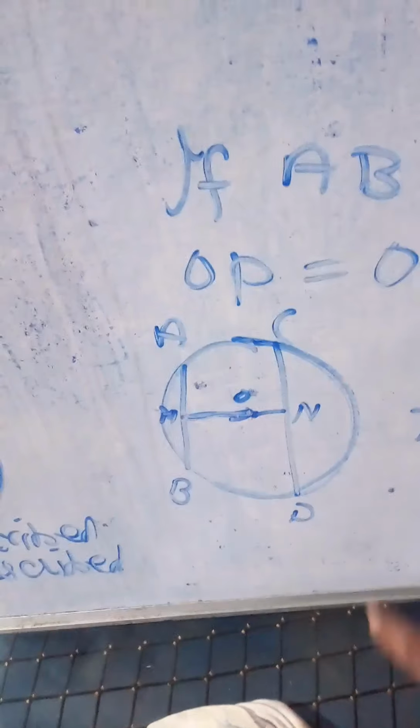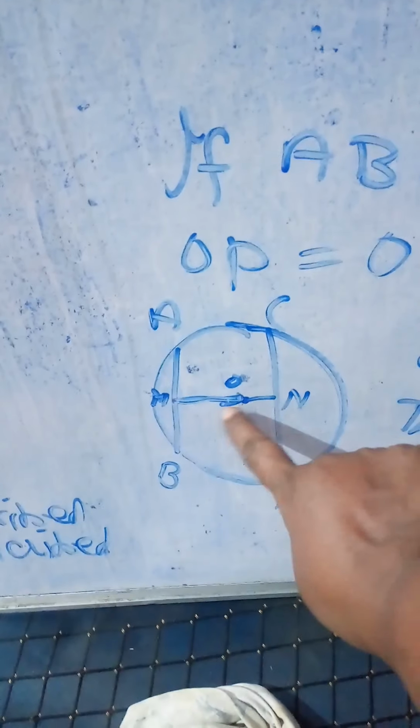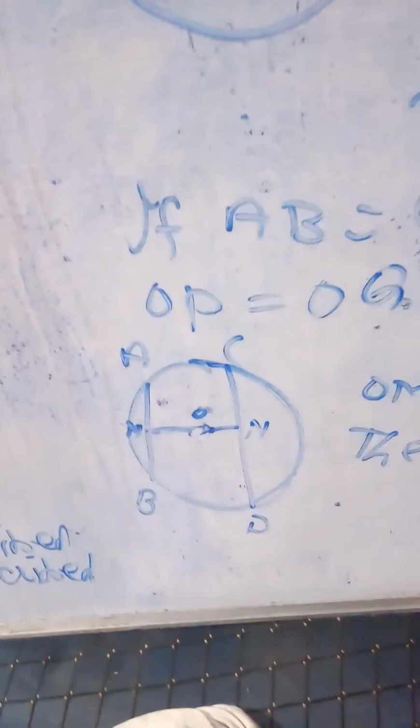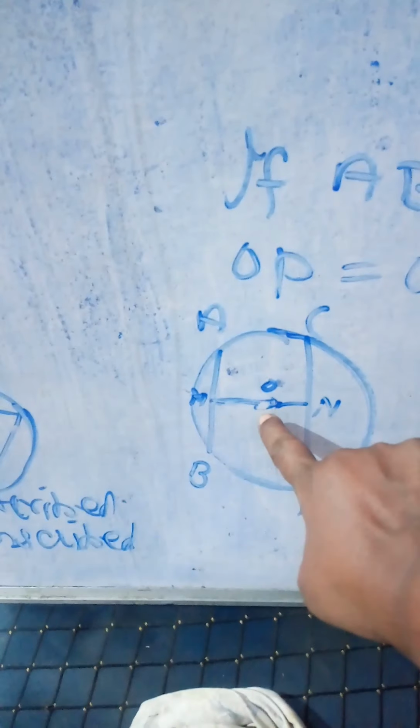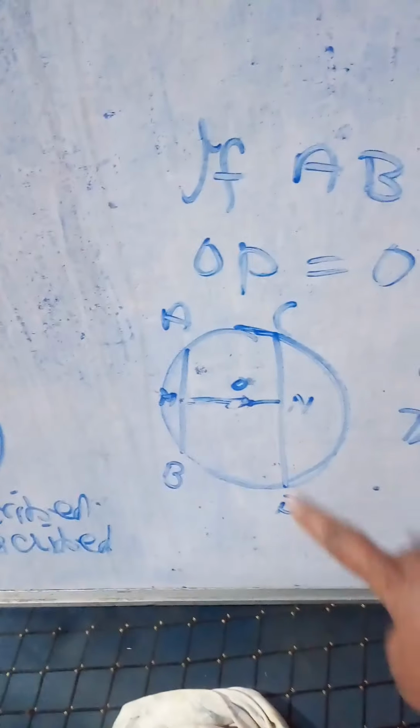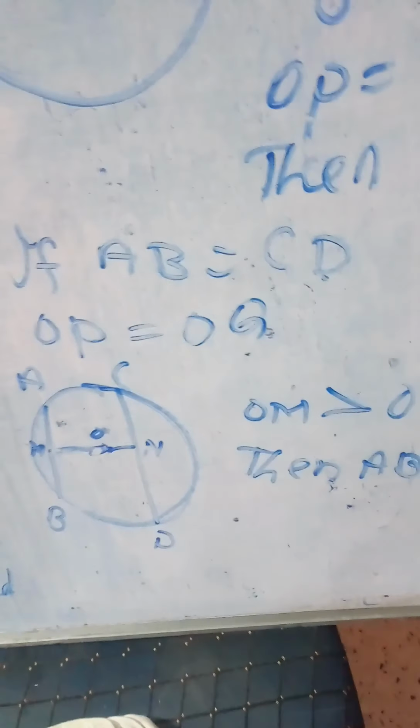Now, the third thing that you have learned is when two chords are drawn and the distances from the center are not equal. ON is smaller and OM is bigger. When the distances are not equal, the chords drawn are also not equal. Now OM is greater than ON. When the distance from the center to the chord is bigger, the chord is smaller. When the distance from the center to the chord is smaller, the chord is bigger. Then AB is less than CD. This is what you learned.